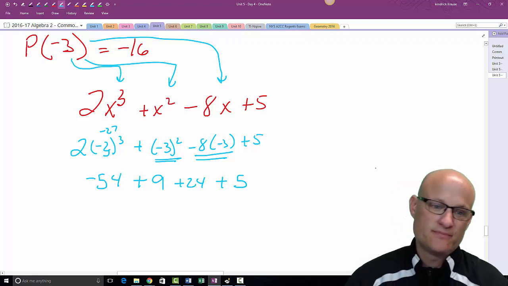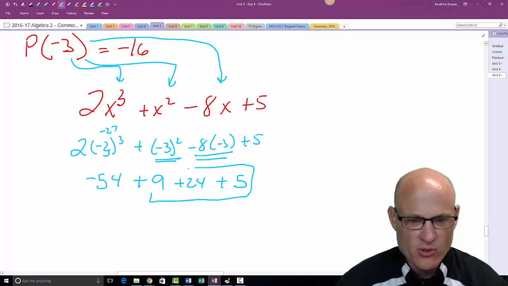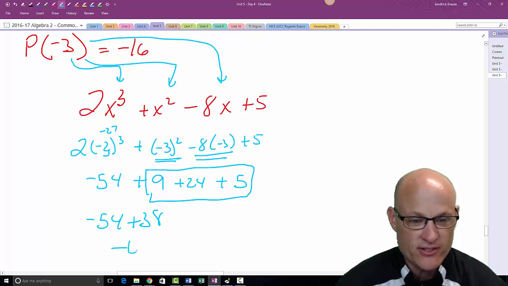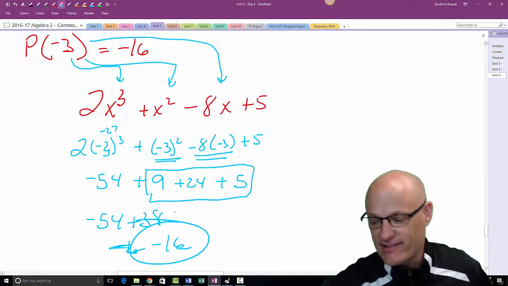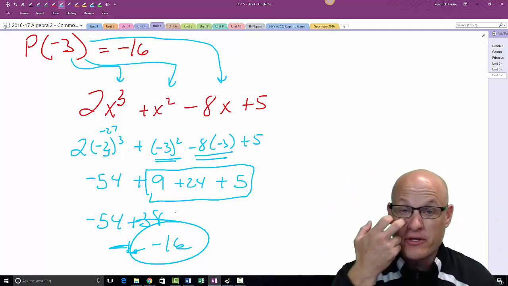plus 5. Holy crapola. Let's see what all this is. Let's see, that's 14 and 24 is 38. So it's negative 54 plus 38, which is negative 16. Yay! All right, kids, that's the Remainder Theorem. That's the new topic for the day. We got a little bit of review in. I hope you did okay.